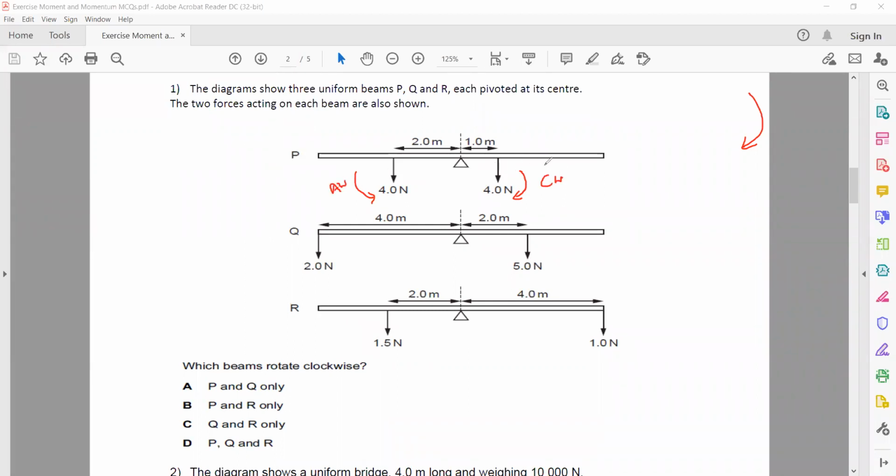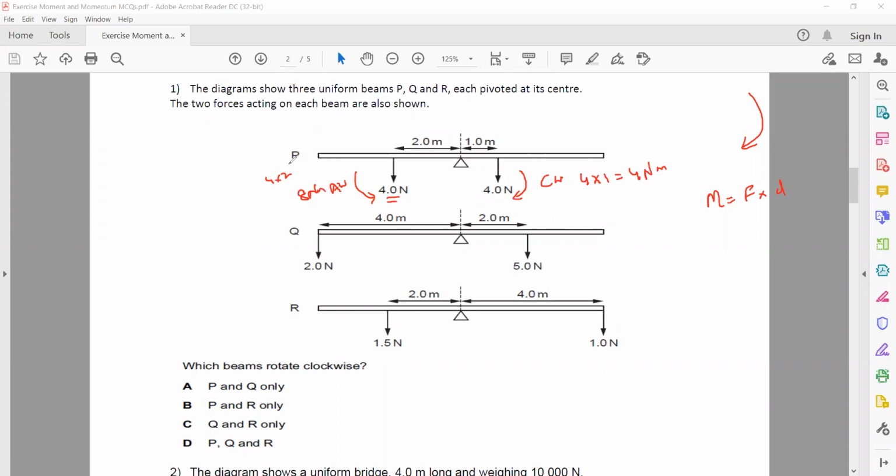So when we calculate the clockwise moment, what is the formula to calculate the moment? The moment is the product of force and perpendicular distance. The force is given as 4, and the perpendicular distance is 1. So 4 multiplied by 1, the moment or turning effect is 4 Newton meter clockwise. And for anti-clockwise, the force is 4 and the distance is 2, so 4 multiplied by 2. So the anti-clockwise moment is 8 Newton meter.